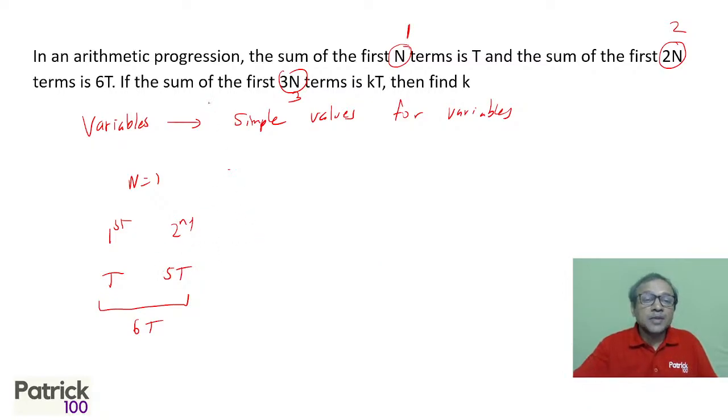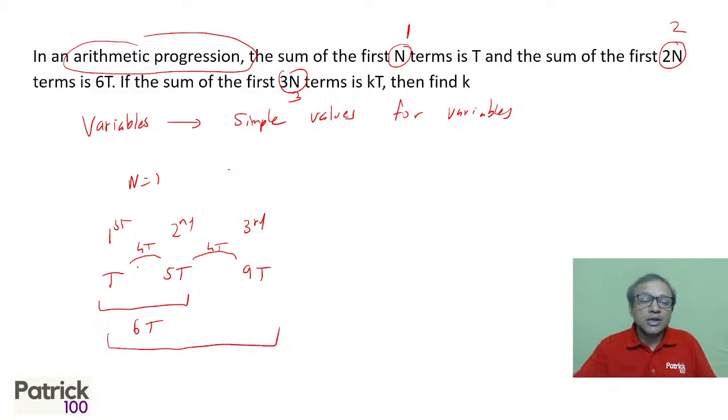Now this is an arithmetic progression. Remember, I mentioned very clearly it's an arithmetic progression. So the difference between two terms is 4t, which means the third term will become 5t plus 4t, which will become 90. The third term will become 90. Difference is 40. So we want the sum of the first three terms. The sum of the first three terms will be t plus 5t plus 90, which becomes 15t, which means k will become 15. You will get the answer as 15.